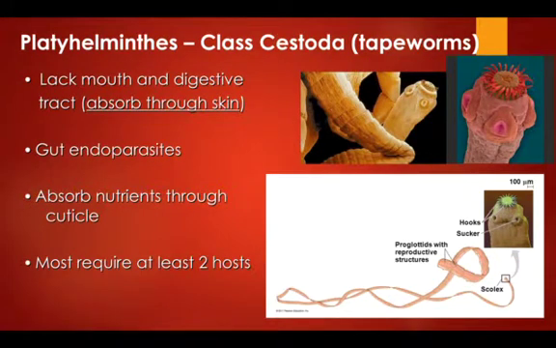Next, we have another type of parasite. This is the class Cestoda. So we're still in the phylum Platyhelminthes and the class Cestoda. These are our tapeworms. They do not have a mouth or a digestive tract. They actually absorb through the skin. So they're gut endoparasites. So they are living inside, endo, and they are parasitic, and they live in the gut.